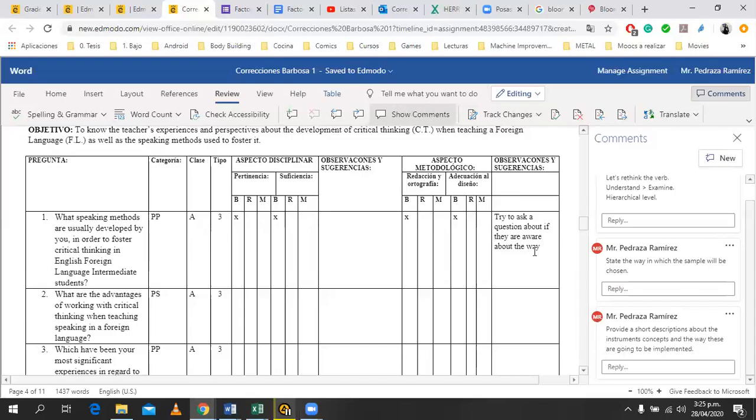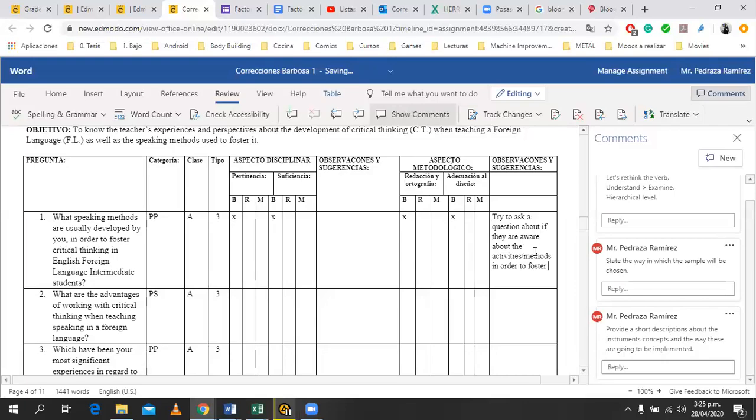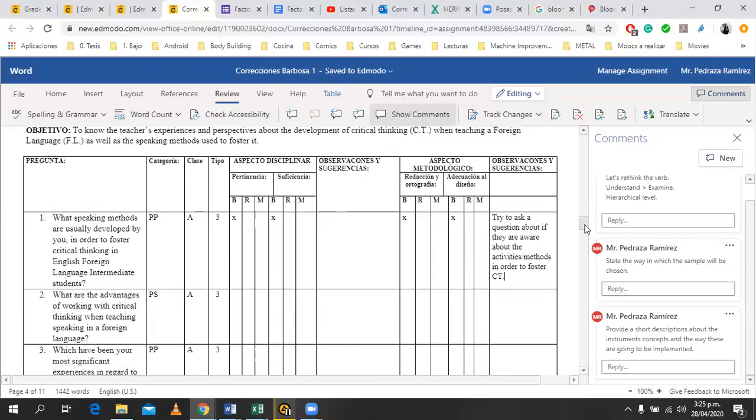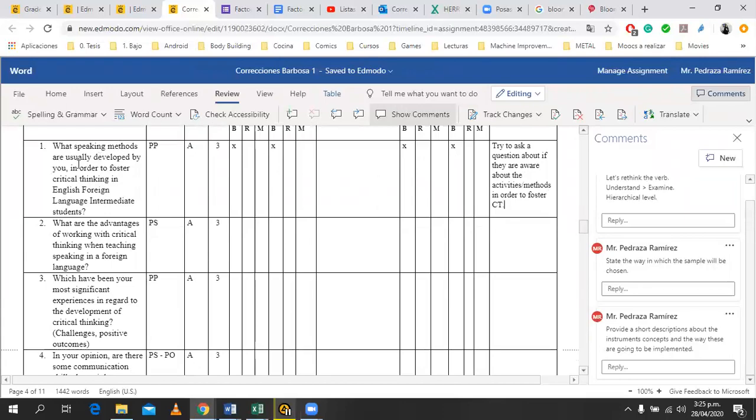Try to ask a teacher a question, not to worry, about if they are aware of the activities, the methods, in order to foster critical thinking, right? So we need to know first if they know how to implement critical thinking. If so, which ones? But if they don't know what critical thinking means, and which are going to be the activities related to that, they can tell you, for example, oh, we have dialogues, but which kind of dialogues, right? So we need to be aware if they know these activities or not.